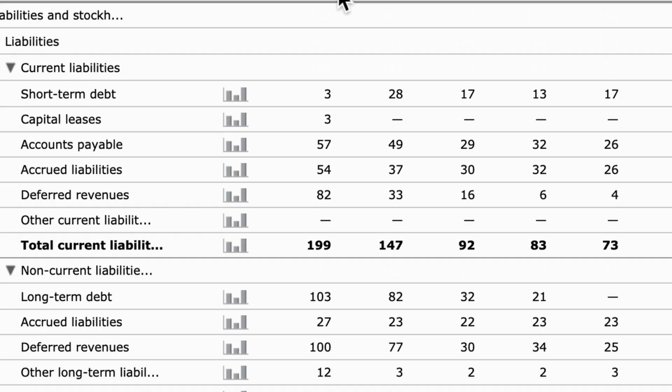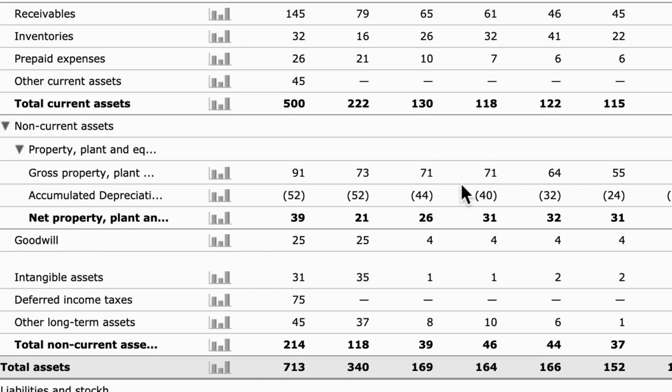Now you can do the same thing with total current liabilities, which is 199, and total current assets, which is 500. So that comes to about 2.5 times. So that's a very healthy company in the short term.